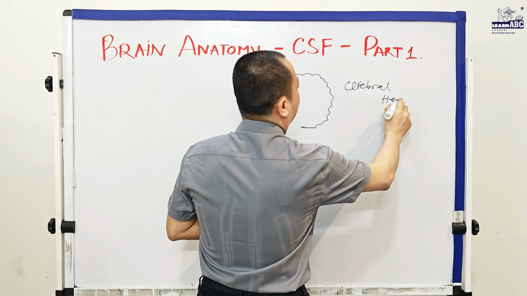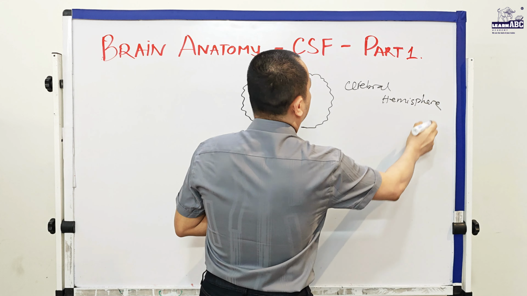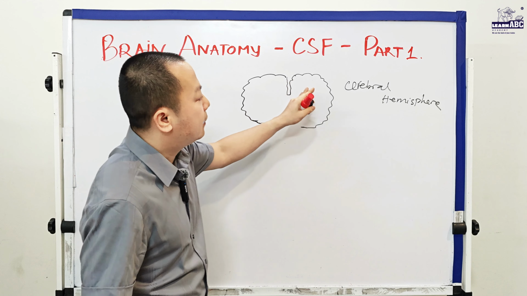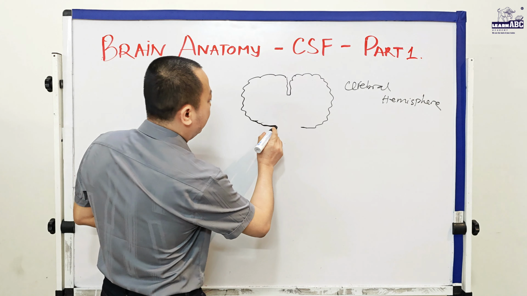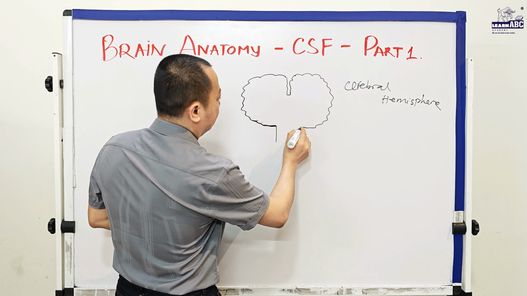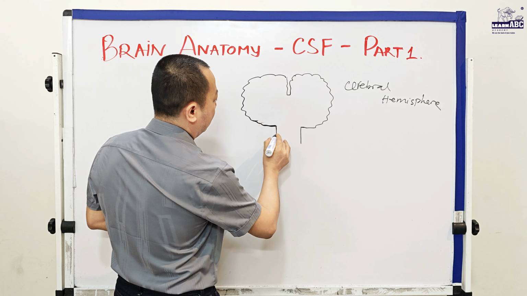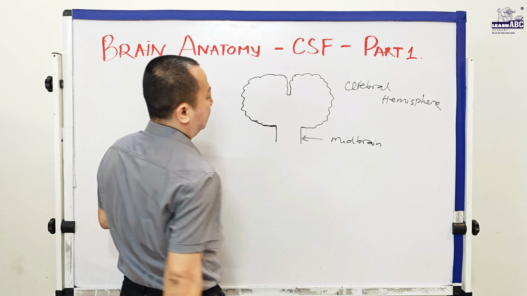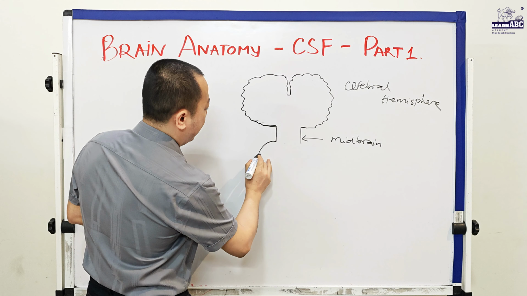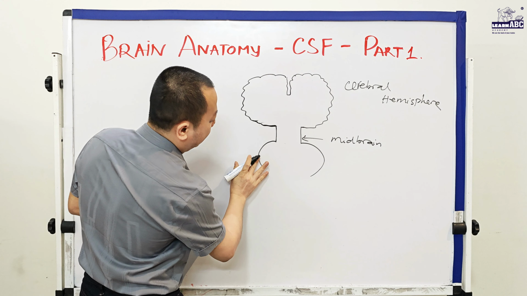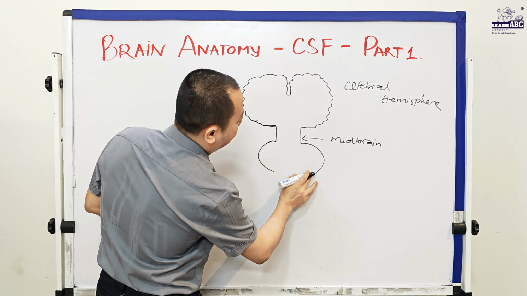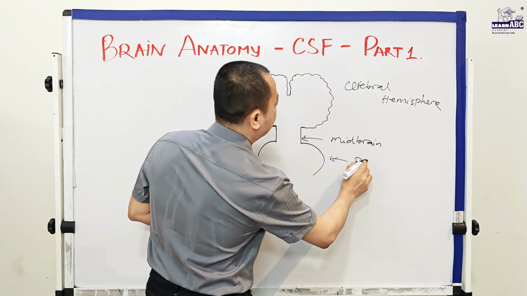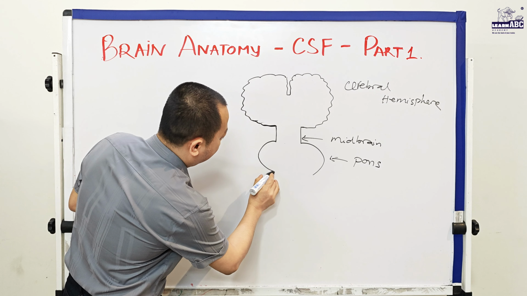We call it the cerebral hemisphere. Here we have the left hemisphere and right hemisphere, and down to here we have the brainstem. Here is the brainstem, or the midbrain, and down from the midbrain we have two parts, two balloons here and two balloons here. This we call the pons.